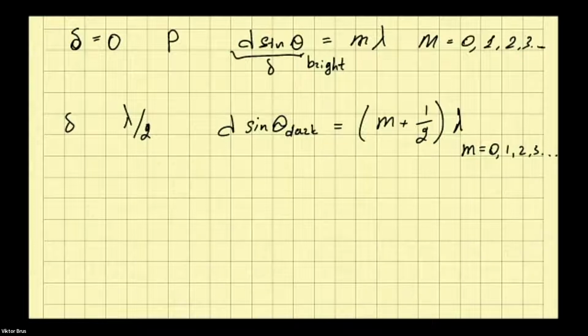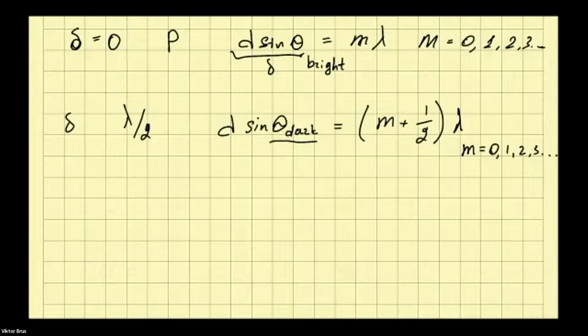So that is the case when two waves will arrive at this point at angle position theta dark in opposite phases. And since they possess the same amplitude, they will completely cancel each other, and we will have just a dark fringe.